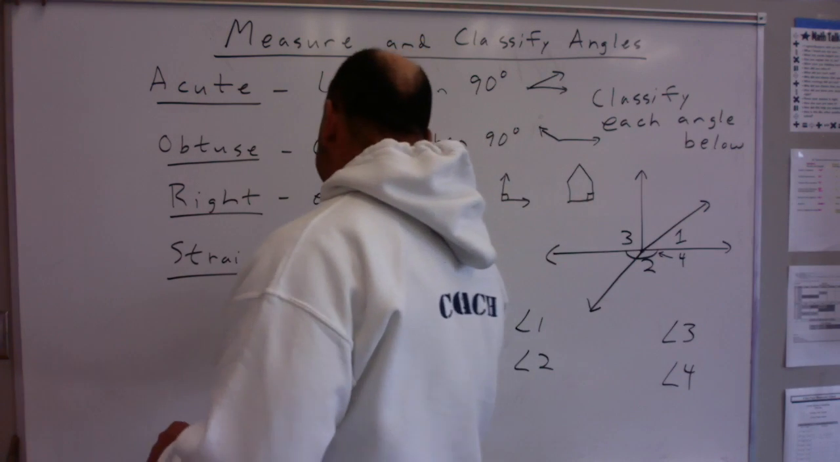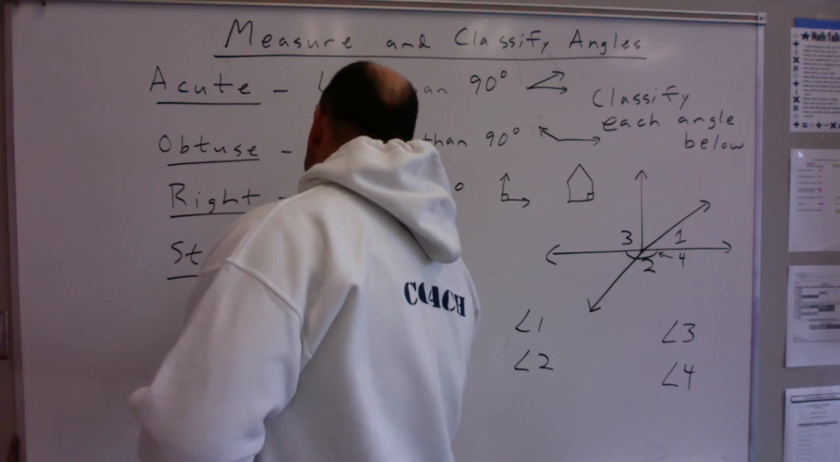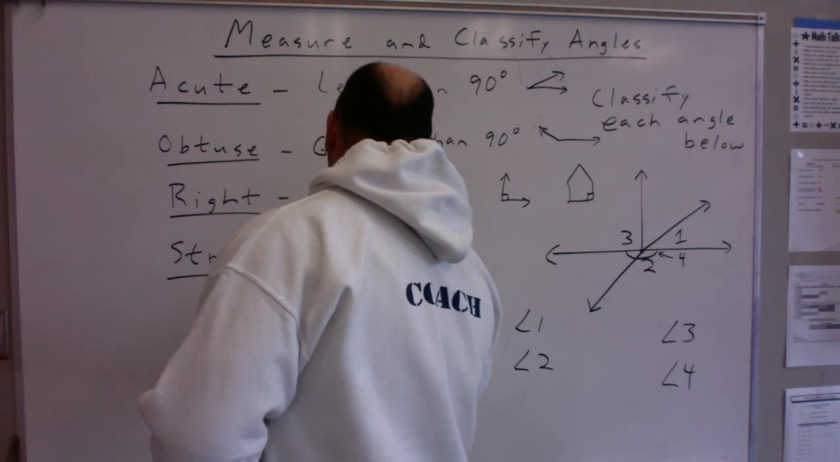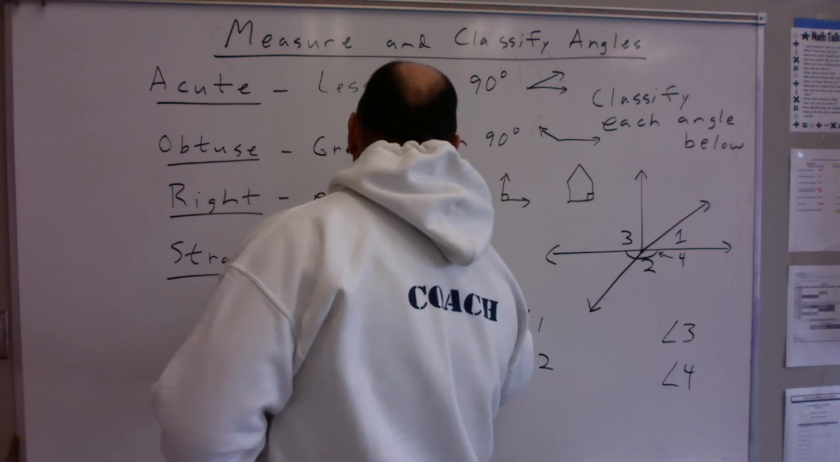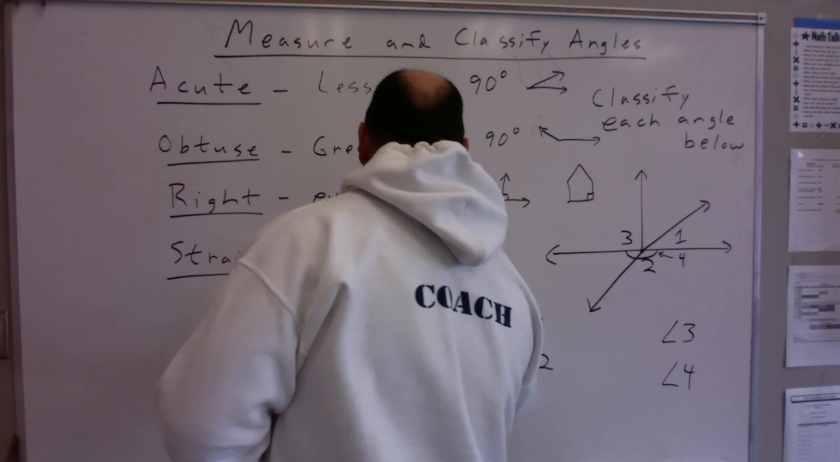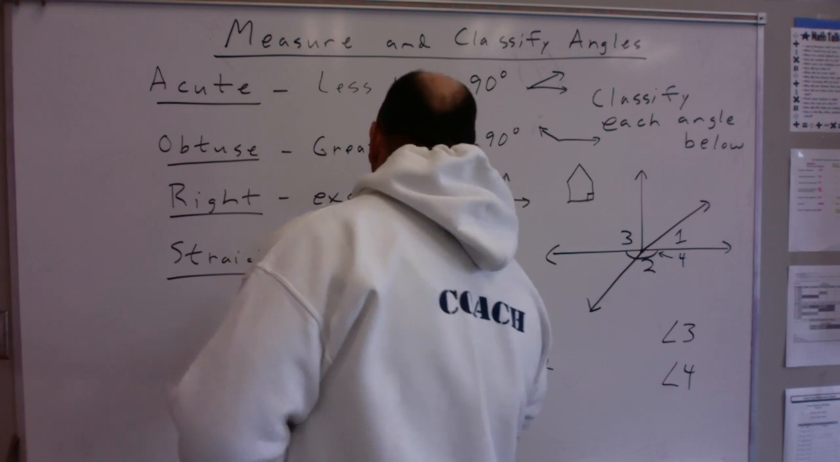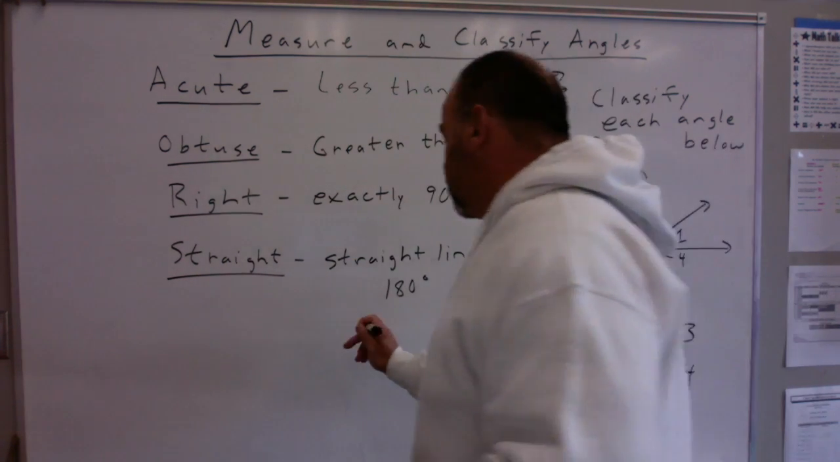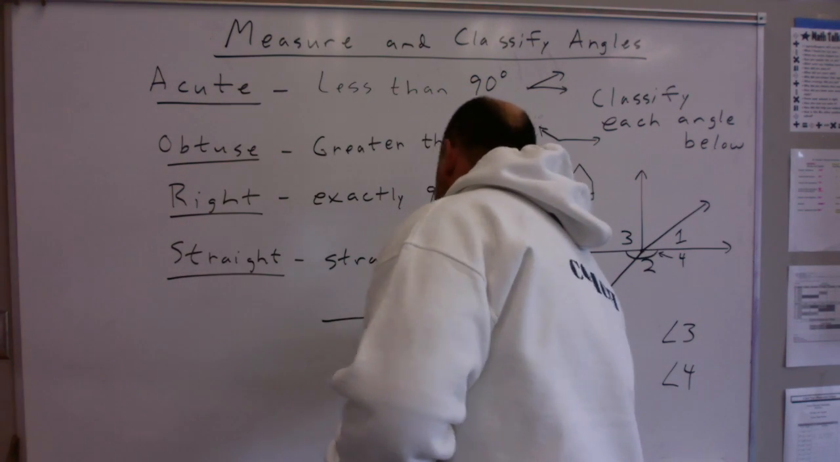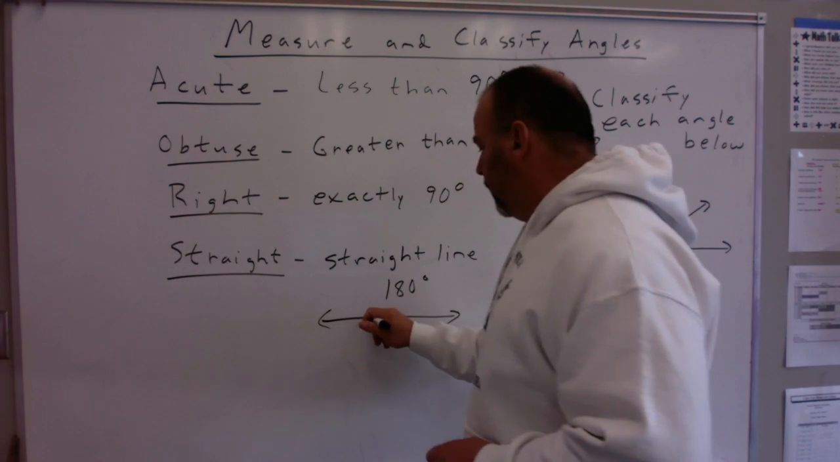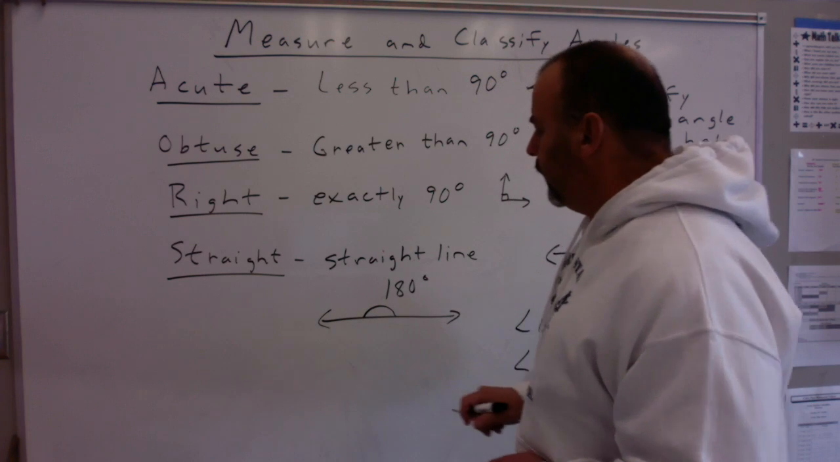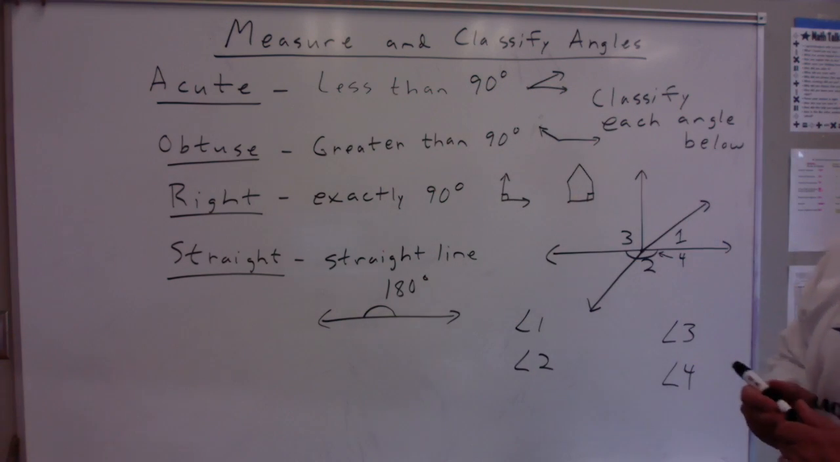Finally, a straight angle is a straight line. And the measure of this is 180 degrees. So it's just basically straight across, and the measure of this from here to here is 180 degrees.